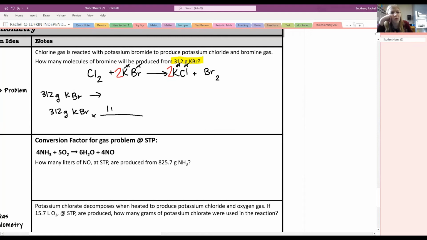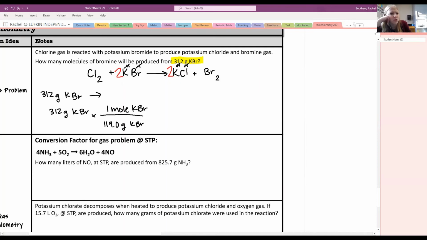We're trying to get to moles of it first. So the molar mass of it should go on the bottom. You should get that from the periodic table. And when you add those two up, you should get about 119.0 grams. It might be slightly different on your periodic table. Okay, that gets us to moles of KBr.